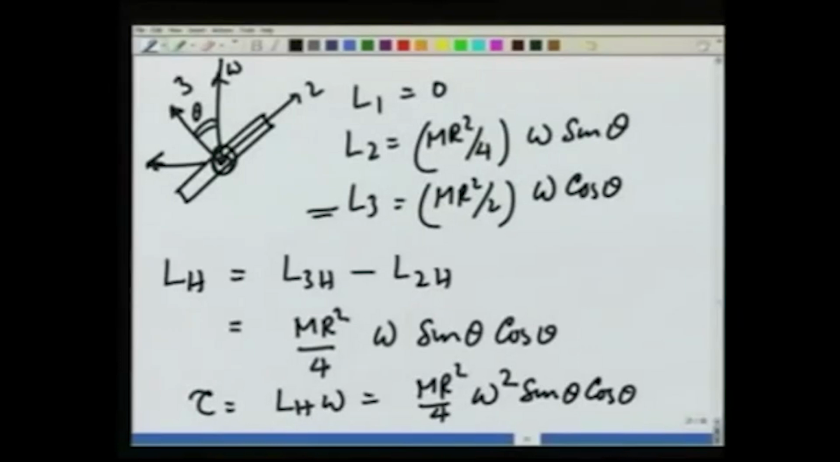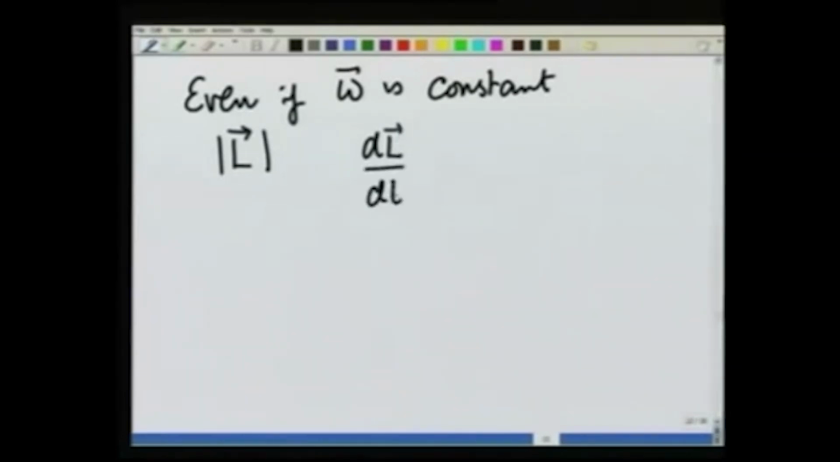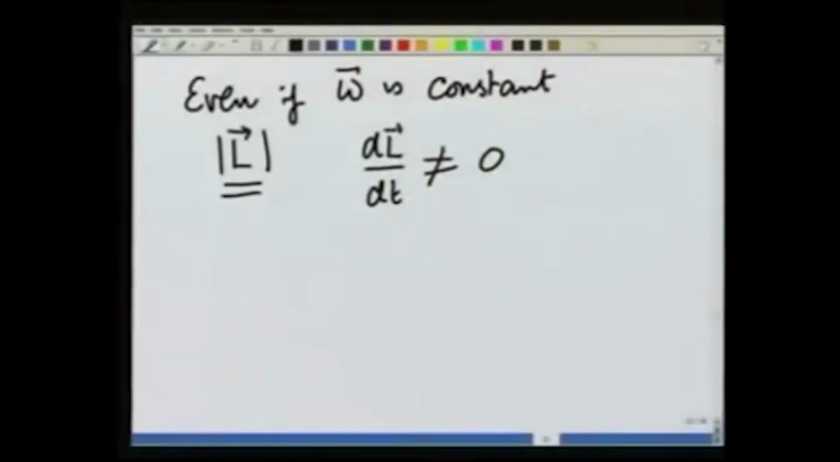So through these 3 examples, what I have shown you is, even if omega is constant, L magnitude could also be a constant, but dL over dt is not equal to 0 because L is not in the direction of omega. In all these cases where we had the components of omega along 1, 2 and 3 in such a manner that L magnitude was a constant, although there was a torque applied, dL dt was not equal to 0, and therefore a torque was required.